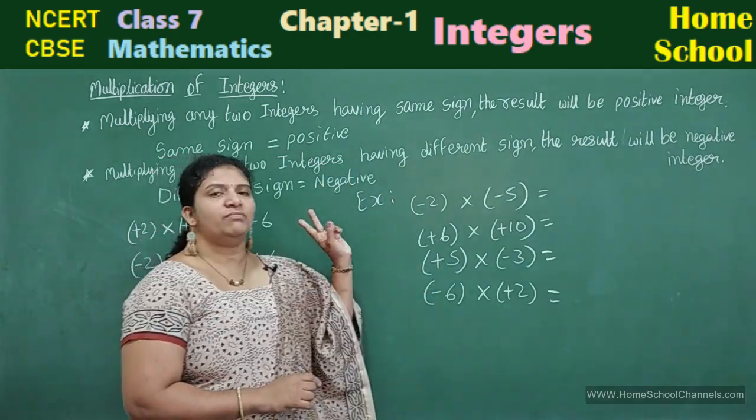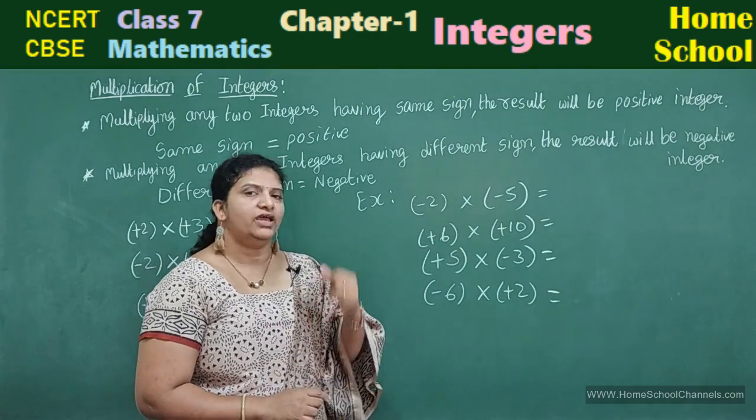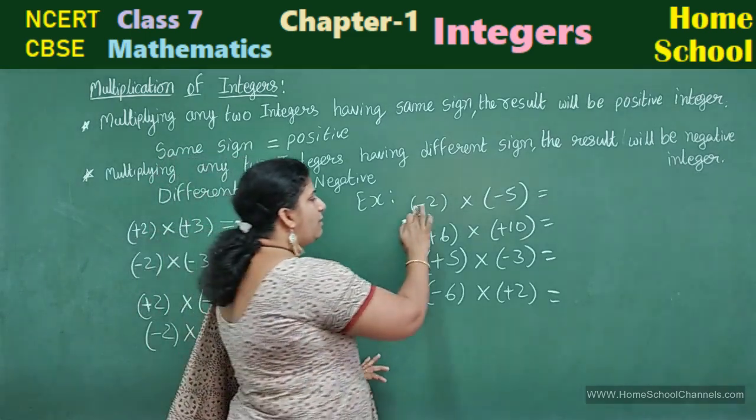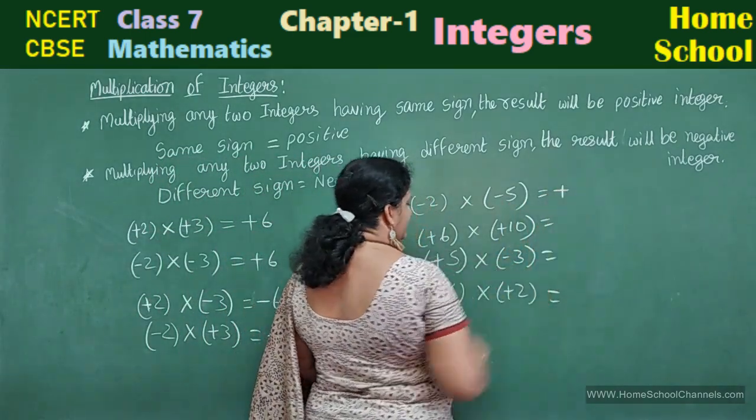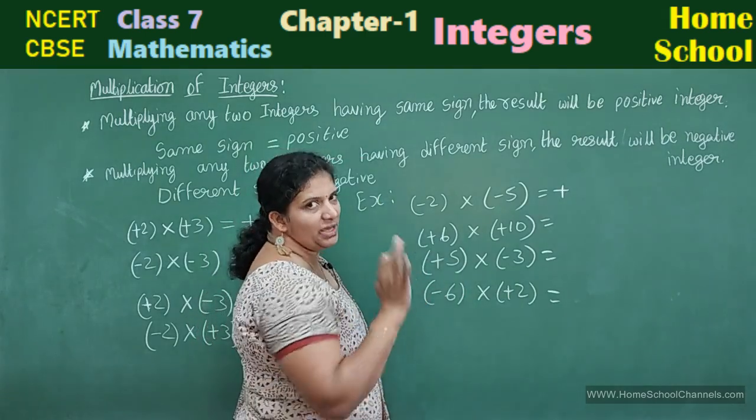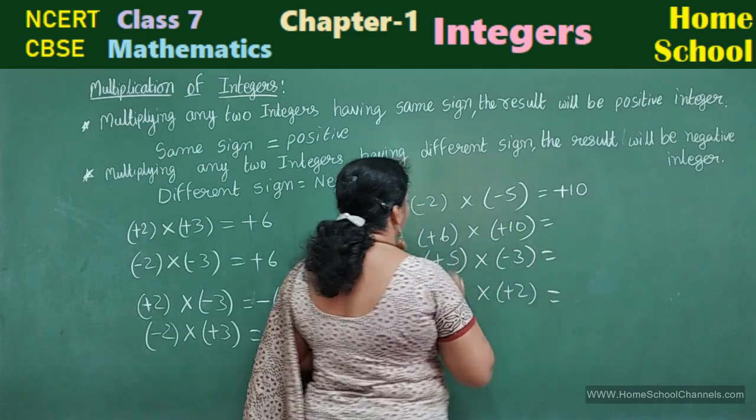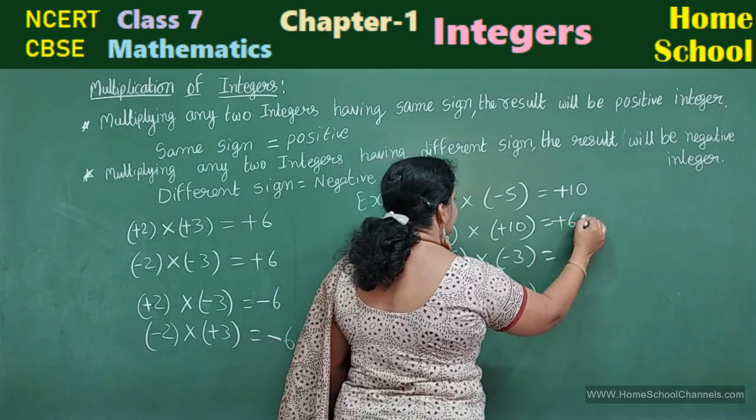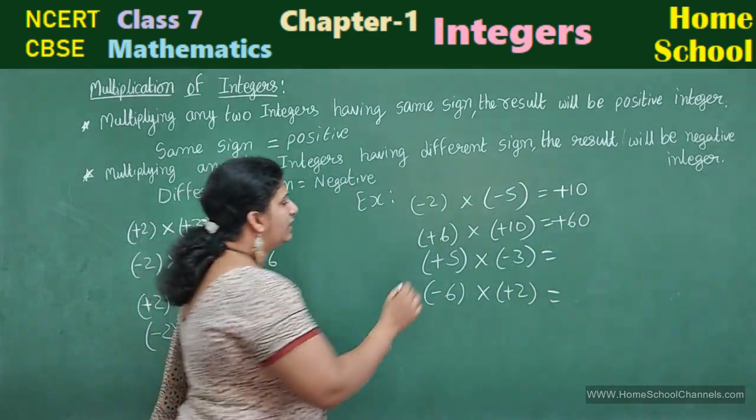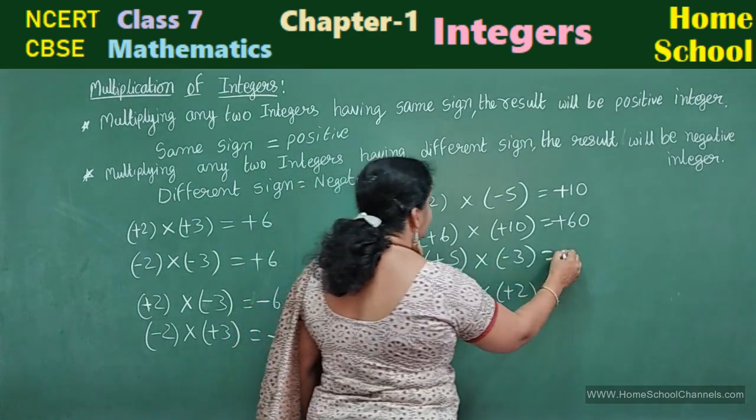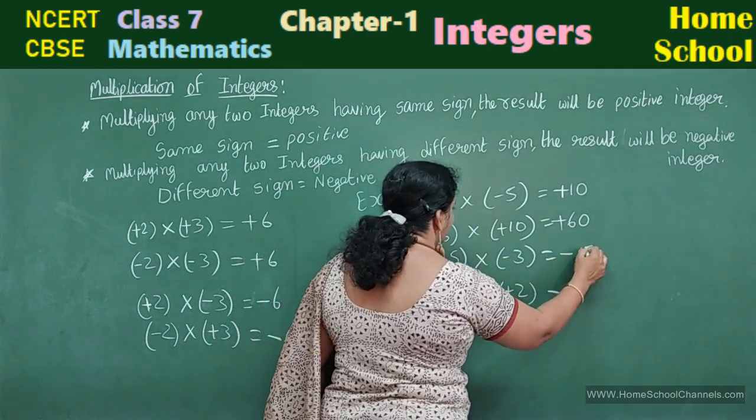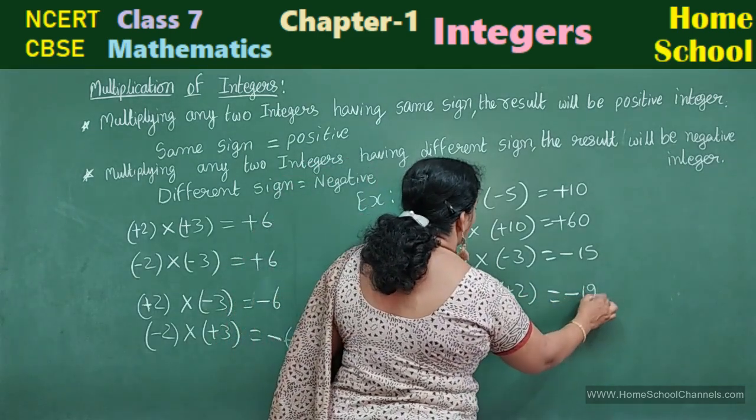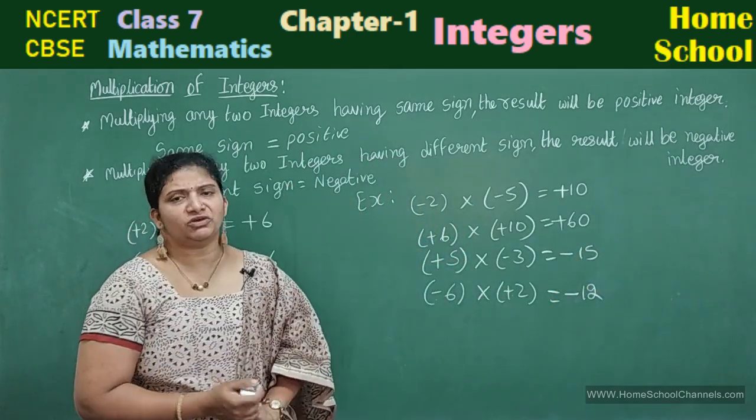Let us try to do. If you multiply the same sign, you will get positive. If you multiply different signs, you get negative. First, try to multiply only the signs. Minus into minus, it will be plus. After multiplying the signs, you multiply the numbers. 2 fives are 10. And here, plus into plus, it will be plus. 6 tens are 60. Your answer is plus 60. This one, plus into minus, it is minus. 5 threes are 15. And now, minus into plus, minus. 6 twos are 12. I hope you all understood the concept of multiplication.